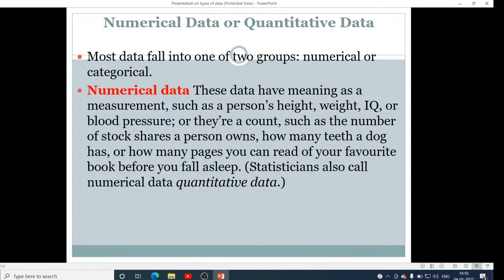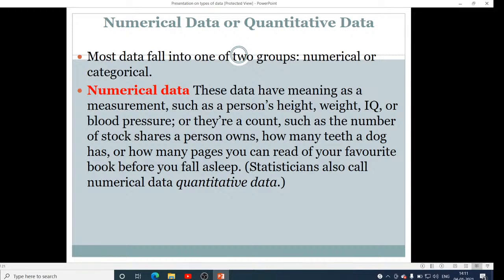These data have meaning as measurement, such as a person's height, weight, IQ or blood pressure. This type of data has some meaning. A person's height or weight, these all are in a numerical way. So we can count and measure the numeric data only. We can analyze only the numerical data.